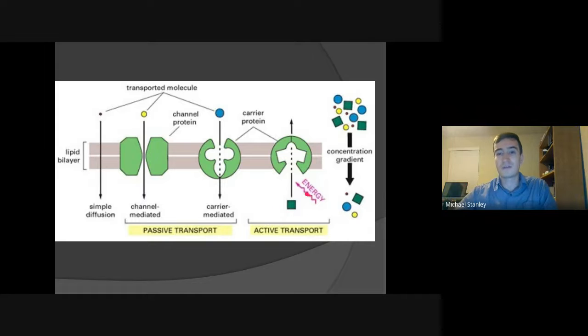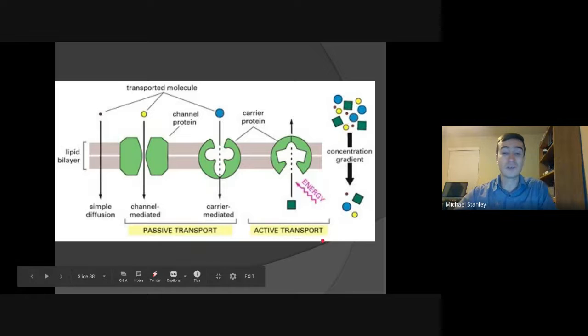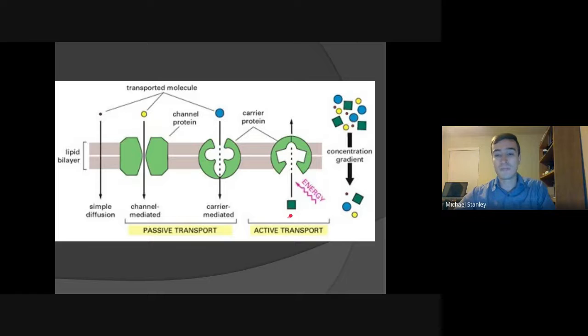If we have something in the low concentration area and we want to move it into the high concentration area, then we're going to need some energy. We're going to have to go through active transport, use some energy, some ATP, and our little particle will bind to the inside of the protein and then be released on the other side.